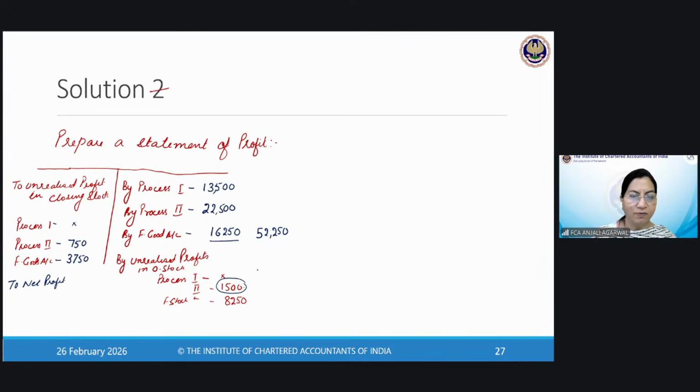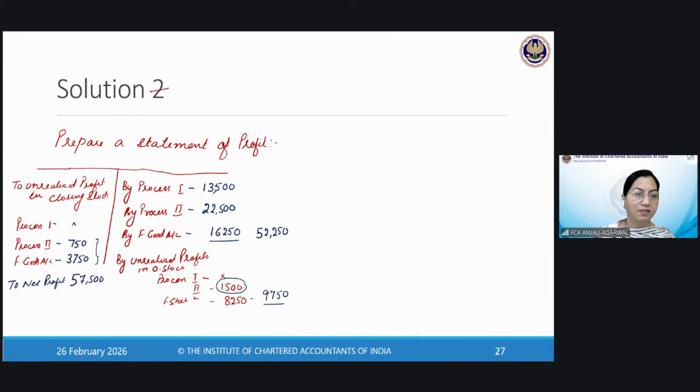Unrealized profits on opening stocks realized: 8,250 plus 1,500, that is 9,750. So 52,250 plus 9,750. So your total profits should have been 62,000 if nothing would have been blocked. But you have something blocked in closing stocks. So minus 750 and minus 3,750. So minus 4,500.